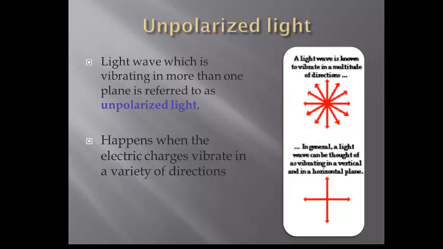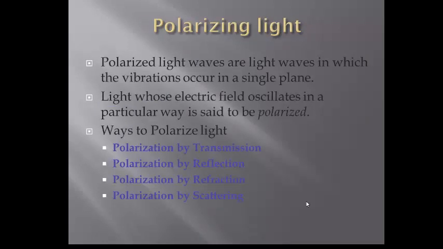If you take a look at the picture on the right, the top one illustrates unpolarized light. So we've got light going in all different directions. In general, though, we think of it as having kind of a vertical and a horizontal plane to make things a little bit simpler. When we polarize light, what we're doing is forcing light to vibrate on only a single plane. When we get that electric field oscillation in a certain way, that's what we mean by polarized light.